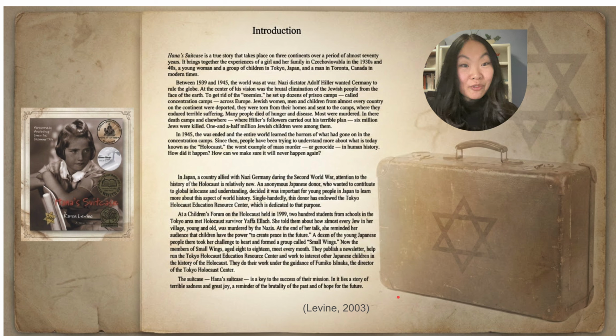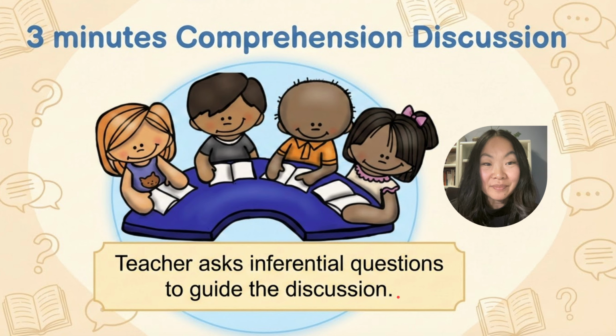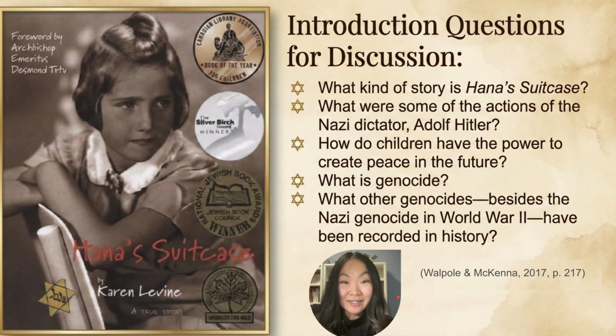So I would set the timer for 5 minutes. Then after the 5-minute timer is up, we would go to the comprehension discussion questions. Now, if they finish that reading before the timer went off, I would just have them reread it again. And now we're ready for the last portion of the 15-minute lesson, which is 3 minutes of comprehension discussion. And this is where I would ask inferential questions to guide the discussion.